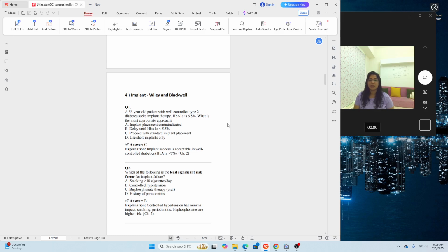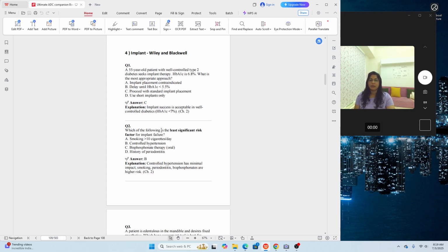Proceed with standard implant placement and use short implants only. Short or long implants doesn't matter. You put an implant, you put an implant. So proceed with standard implant placement is the right answer here, because it's a well-controlled type 2 diabetes. If it was uncontrolled, then probably you should have waited until it is controlled, correct? Or you would have just not placed the implant for a while. But that is not the question here. Hence, my answer is option C.